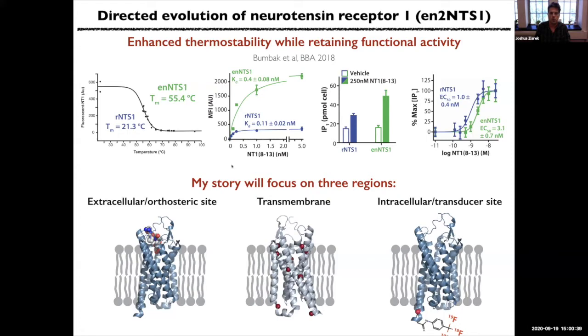And so my story today is going to be focused on this evolved neurotensin receptor, and using NMR spectroscopy to look at thermodynamic and kinetic changes at 3 different locations along the receptor. So the extracellular, this orthosteric pocket, the transmembrane region, as well as the intracellular side. I'd love to give you some beautiful stories of how we've figured it all out. Unfortunately, a little bit of a spoiler alert, we haven't.